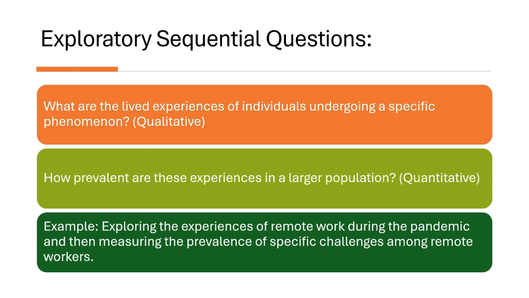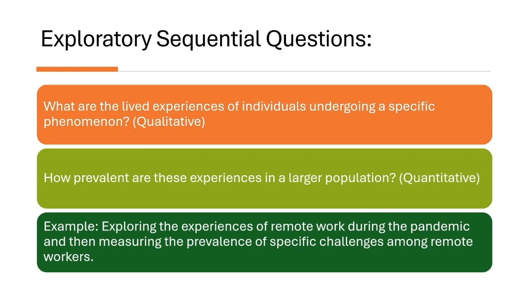So when we look at exploratory sequential questions, remember, exploratory is qualitative, so that phase would go first. Therefore, the questions would look at, for instance, what are the lived experiences of individuals undergoing a specific phenomenon, or the experience of a specific phenomenon, which is qualitative. And then, how prevalent are these experiences in a larger population?